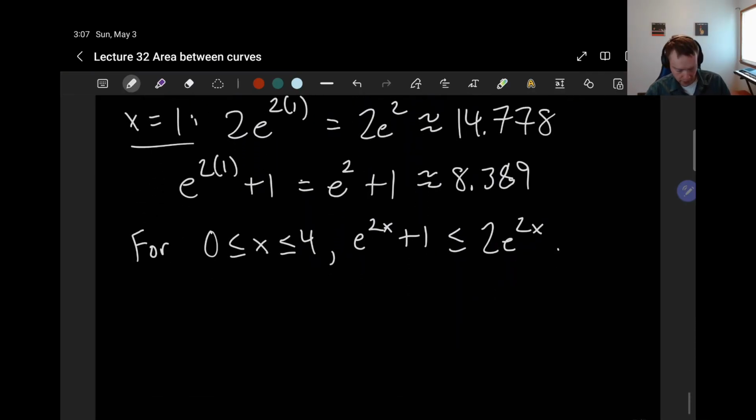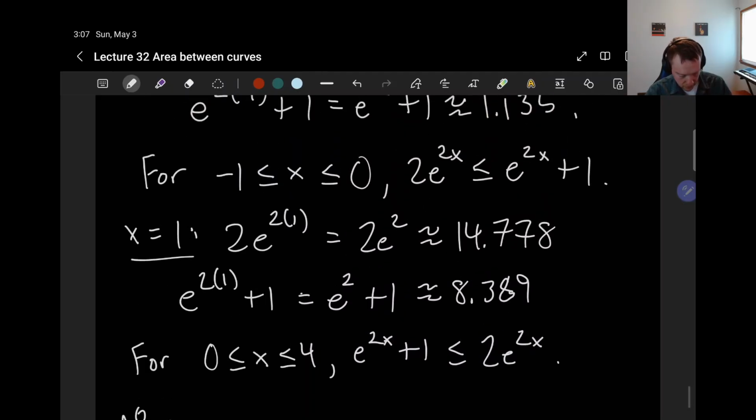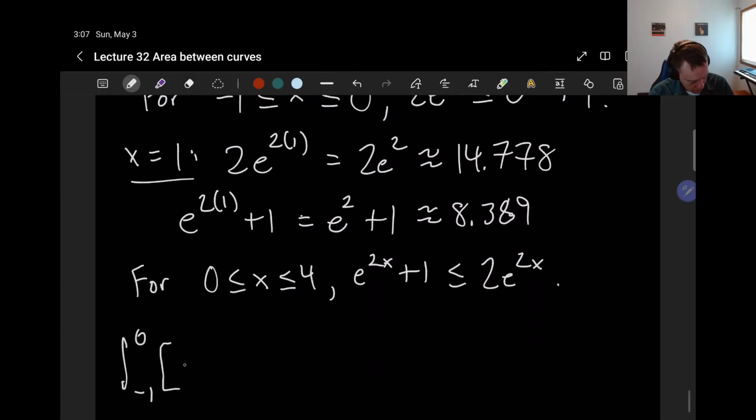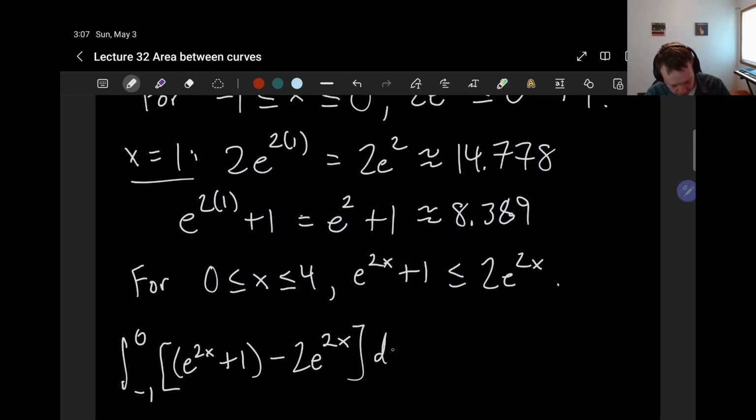Now we're ready to set up our answer. We have this left portion between -1 and 0. And then the curves intersect at 0. And I'll just use brackets. Well, for this side, it is e^(2x) plus 1, which is the higher curve. So we write that first. e^(2x) plus 1. Then minus the lower curve, 2e^(2x) dx.